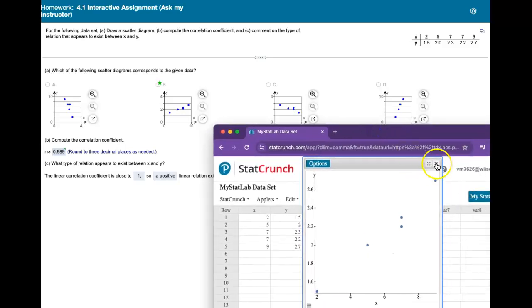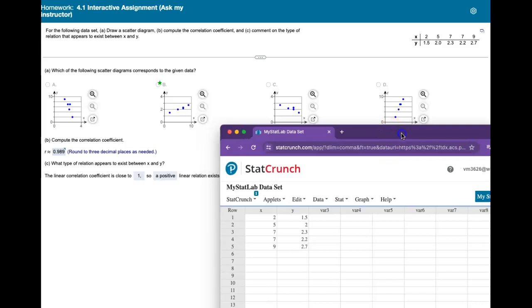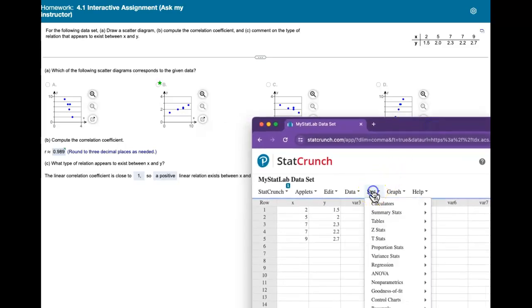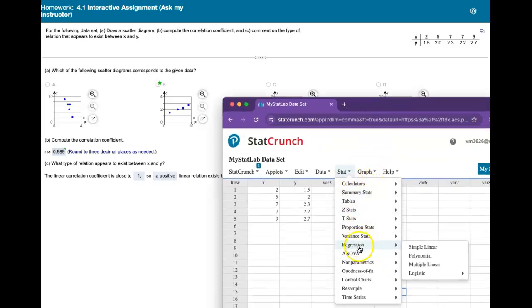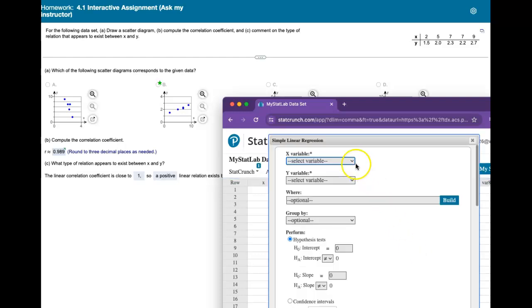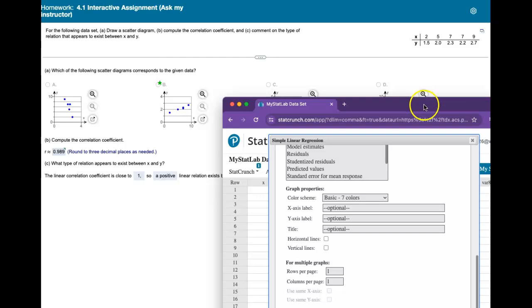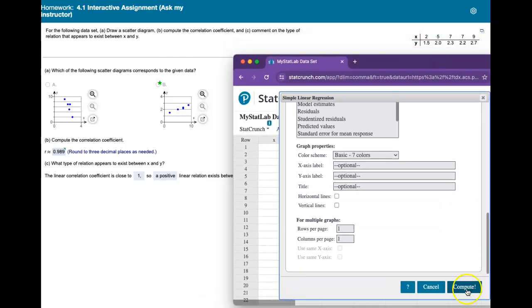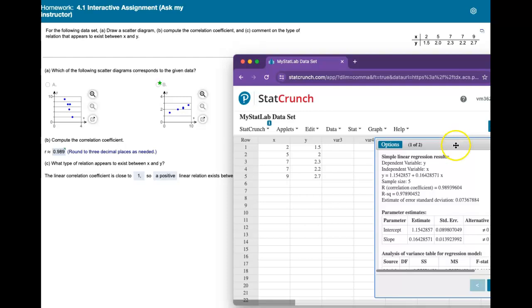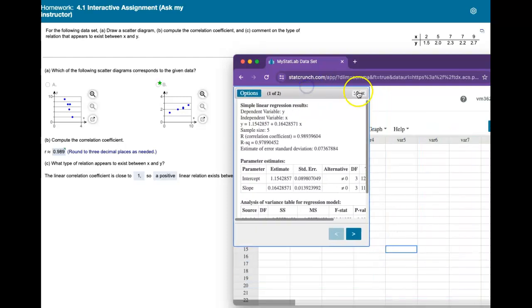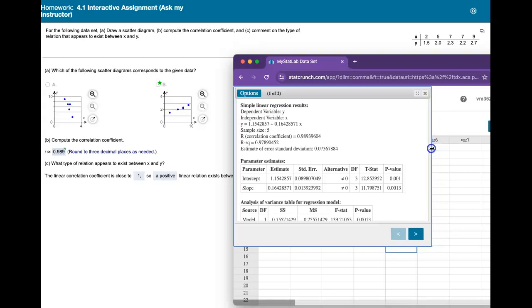Next, we want to compute the correlation coefficient. So to do that, we're going to go to Stat, and over to summary stats. Whoops, no, we're going to go to regression, sorry, because we're doing linear regression. Stat, regression, simple linear, and we're choosing our two variables, x and y, and then we go down to compute. And when we do that, then this is what we end up with. Enlarge this a little bit.